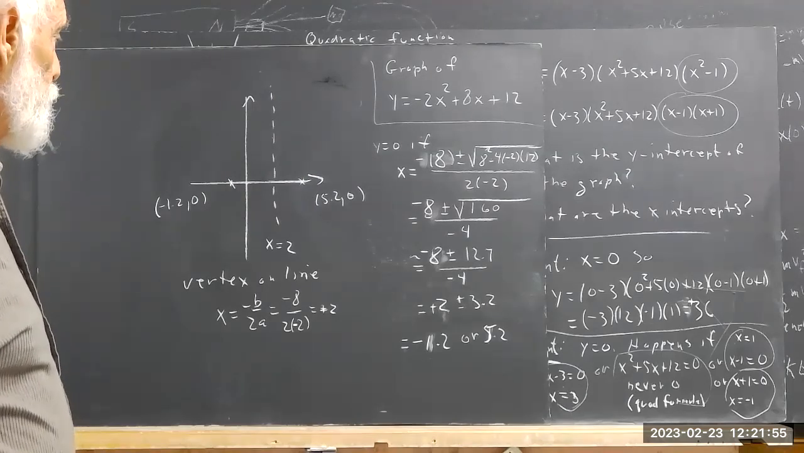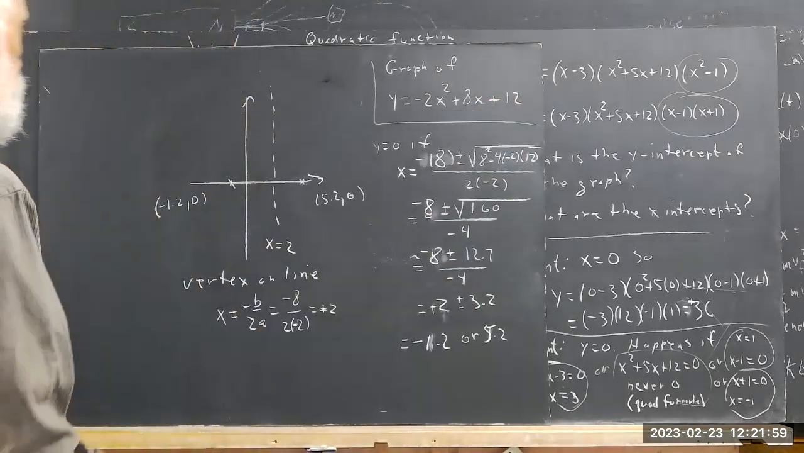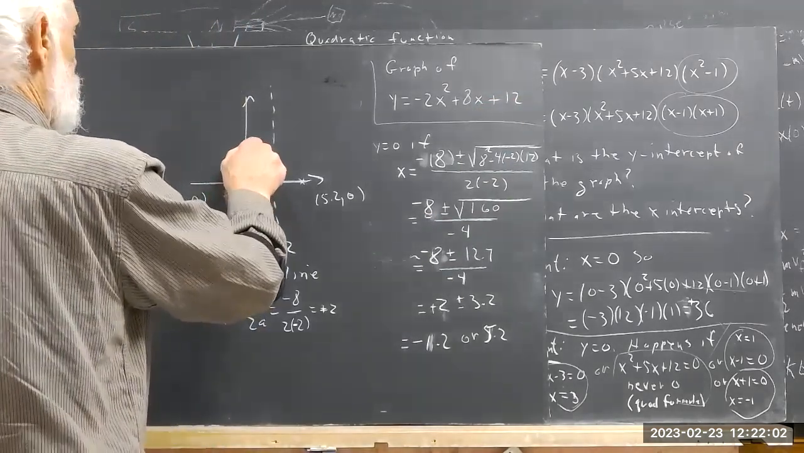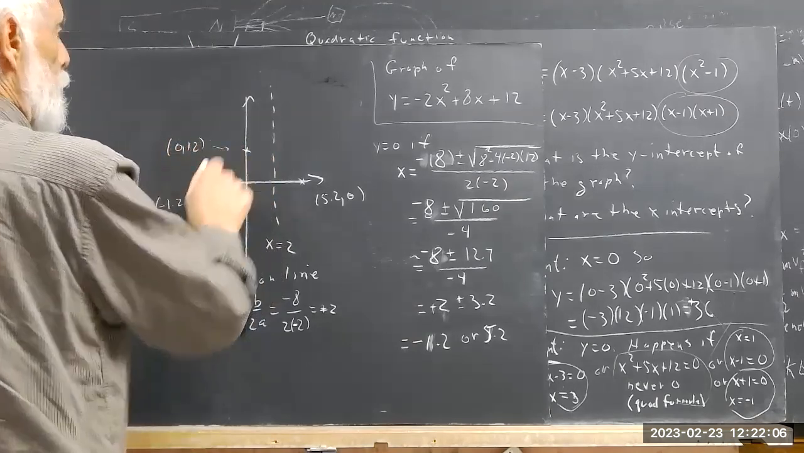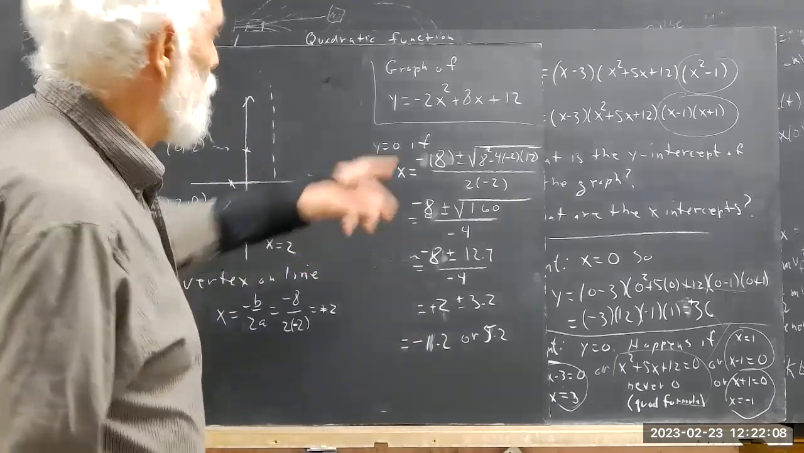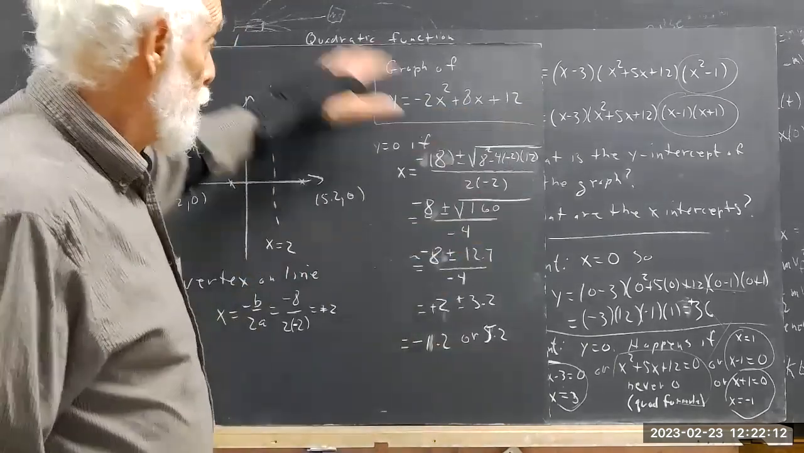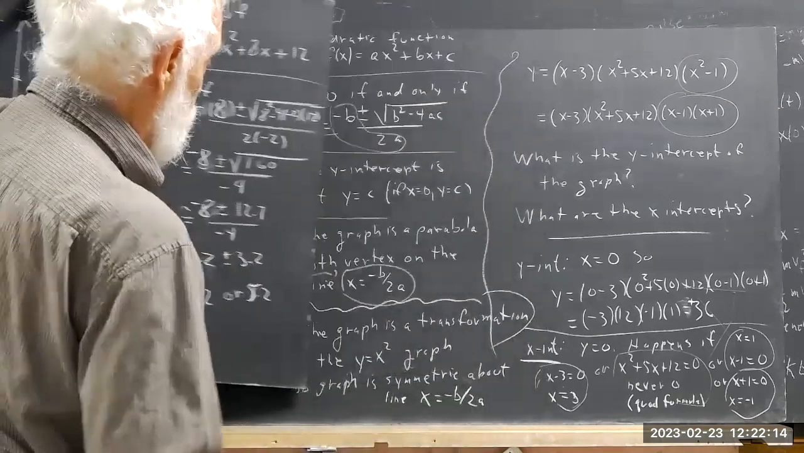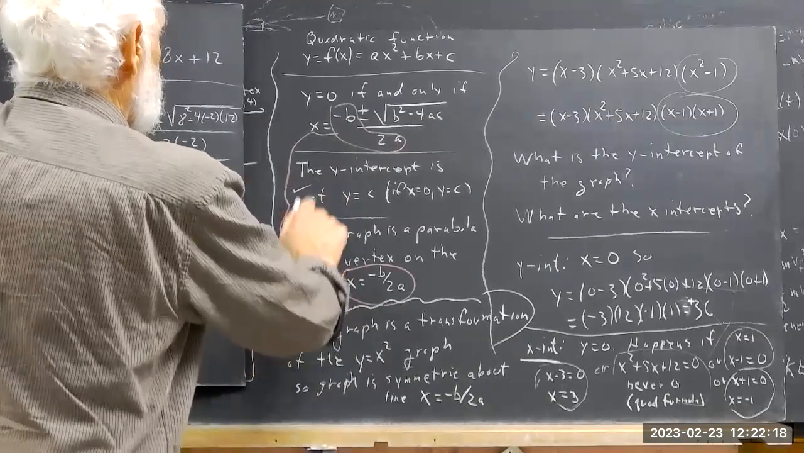Now your y-intercept is at y equals 12. That should be obvious. If you put in 0 for x, you get 12. And of course, that was part of what I told you in the list of things. So we've used this, and we've used this, and we've used this.